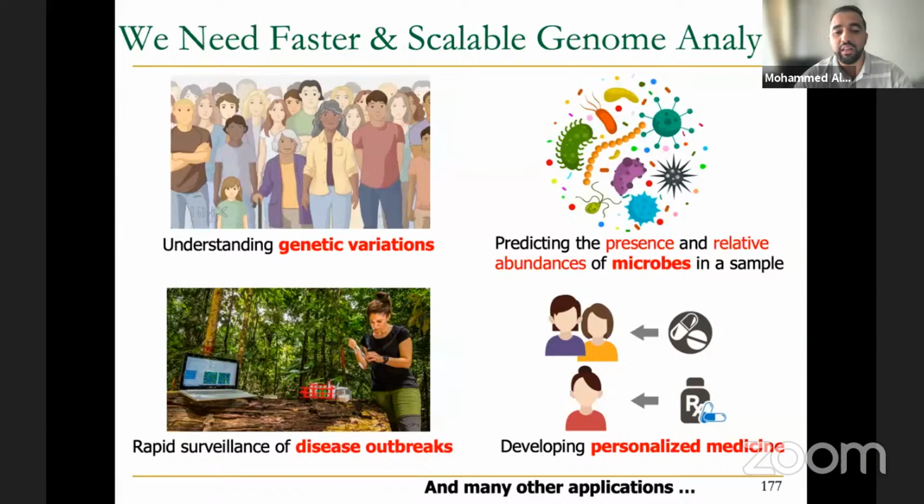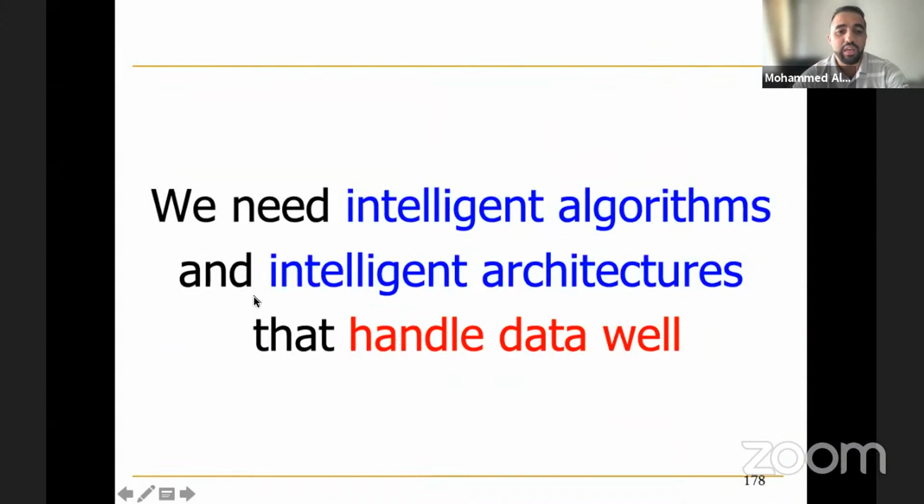There are a large number of examples that we can mention here, where we really need very fast genome analysis. It could be understanding genetic variation or predicting the presence and relative abundance of microbes in a sample, or it could be rapid surveillance of disease outbreaks, or even developing personalized medicine, as I mentioned in the previous examples. So just to sum up, we really need intelligent algorithms and intelligent architecture that handle data well. So building architecture alone is not enough, because you really need algorithms that understand the underlying architectures, and you really need architectures that support the algorithms. That's why when we have UPMEM or any of these new compute paradigms, you really need to build sophisticated algorithms that understand the architecture such that we can leverage the full compute power of these devices.